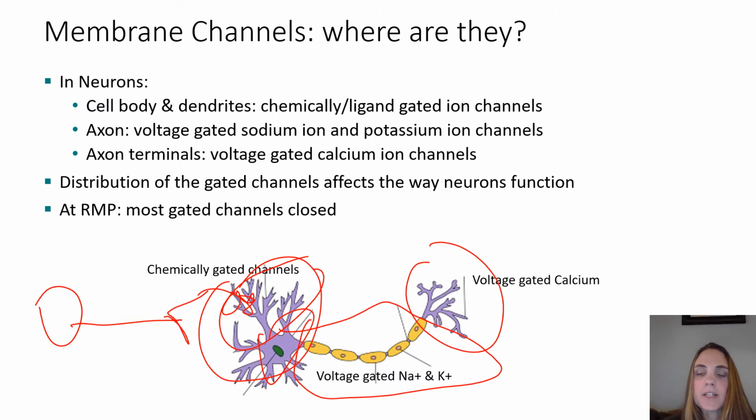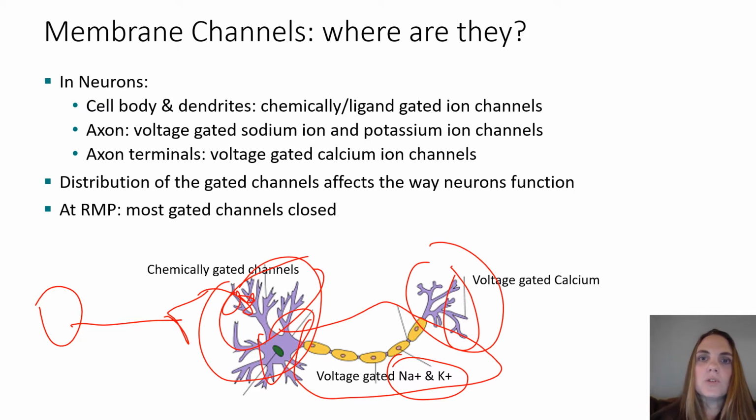Our voltage gated channels are going to be found on the axon and also on the telodendria at the axon terminal. All along the axon, we find our sodium and potassium voltage-gated channels. At the axon terminal, we're going to find voltage-gated calcium ion channels. And we'll talk more about those voltage-gated calcium ion channels in the next lecture.